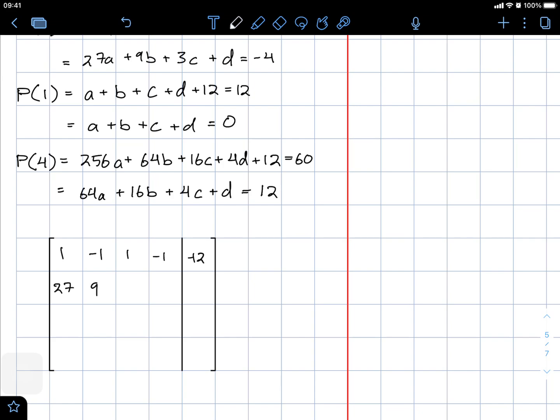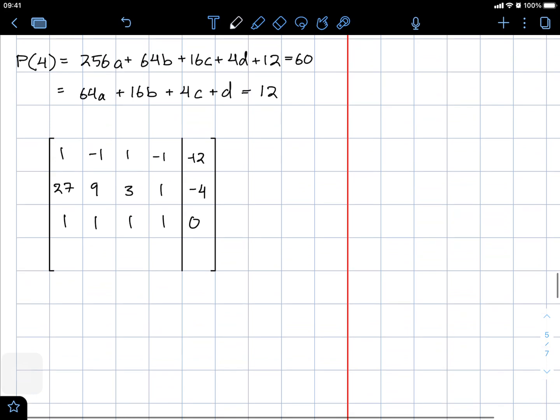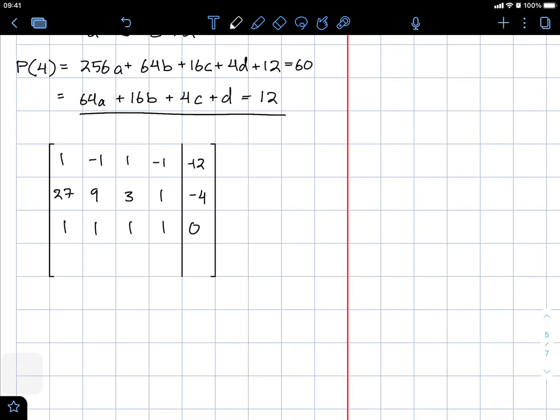27, 9, 3, 1, negative 4. This one's nice and neat. All ones and a 0. I'm definitely going to be using that row to help. And for this one, 64, 16, 4, 1, 12.